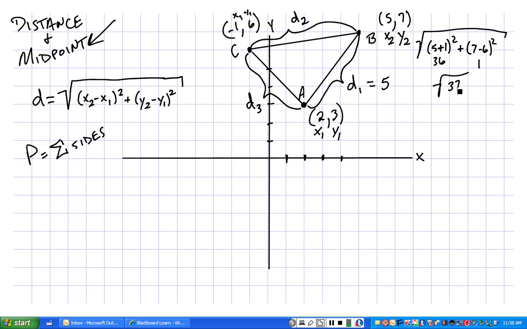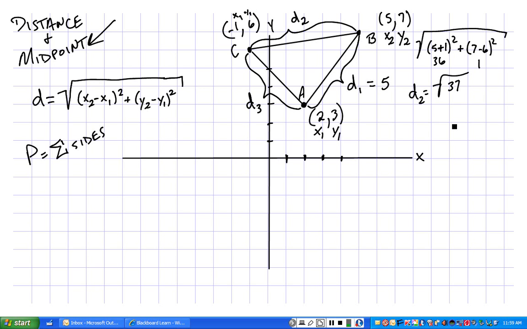That's considered to be prime. Its only whole number factors or integer factors will be 37 and 1, so prime. So the distance from B to C, which is distance 2, would be square root of 37.